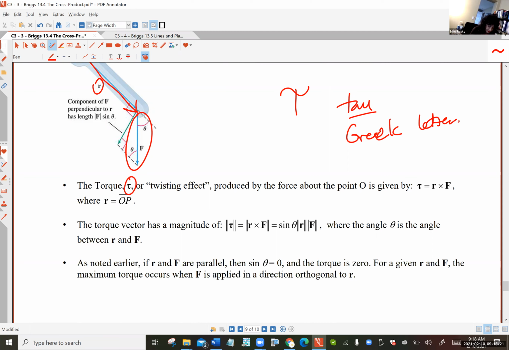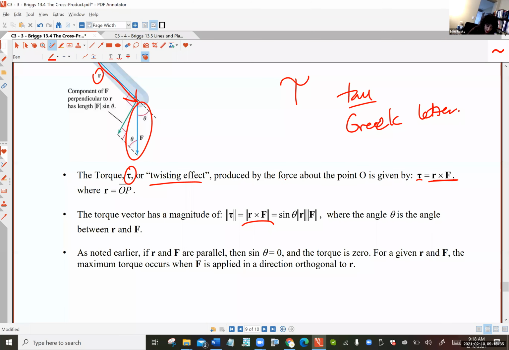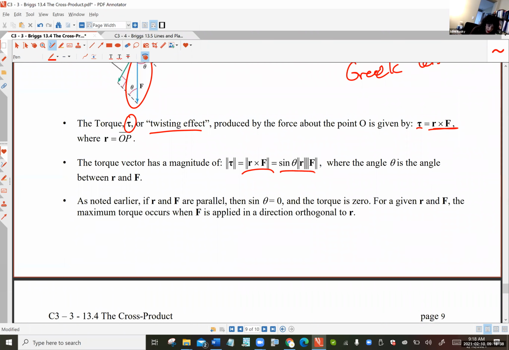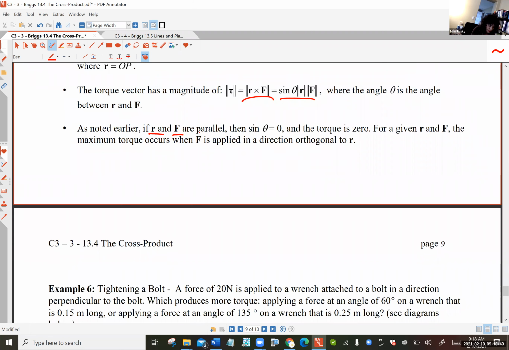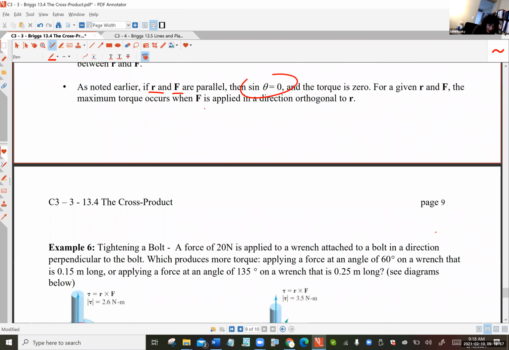Tau. Fine. Twisting effect. And it turns out that tau is found by taking the cross product of the wrench vector with your force vector. Okay, and the magnitude of your torque is simply the magnitude of the cross product. And from another property we learned, that's equivalent to sine of the angle between the force and the wrench multiplied by the product of the wrench length and the force magnitude. Okay, so if the wrench and the force are parallel, the sine of your angle is going to be 0, and you're not going to have any torque at all. So, if you want max torque, then have your force be 90 degrees or orthogonal to your wrench.